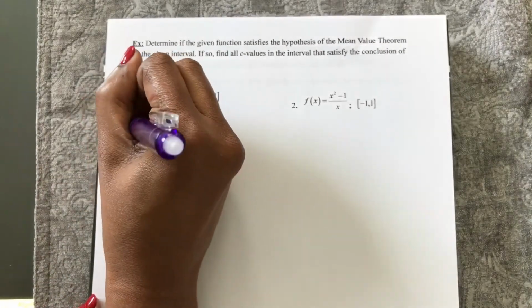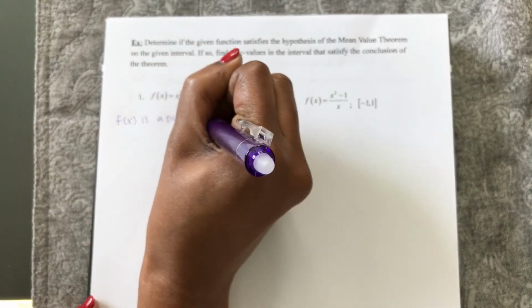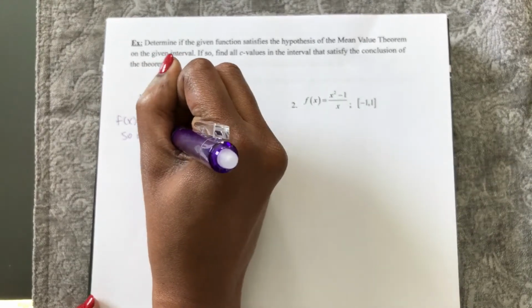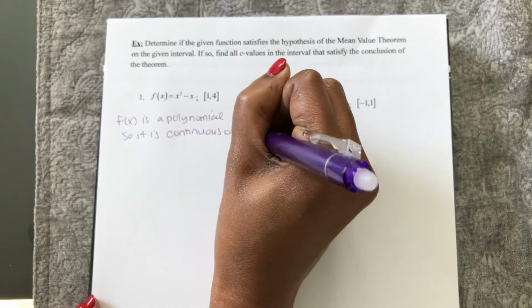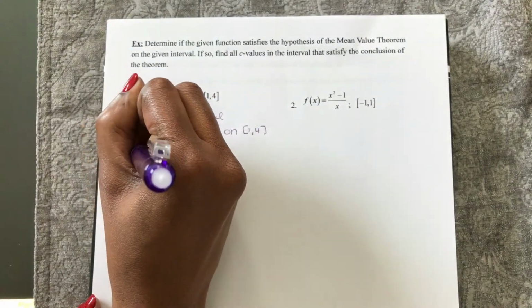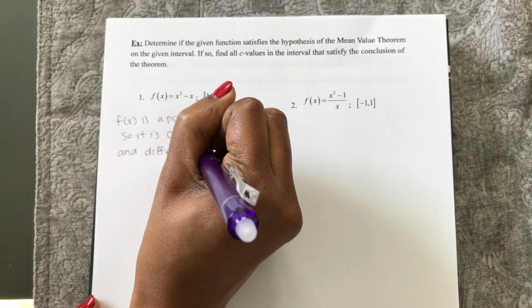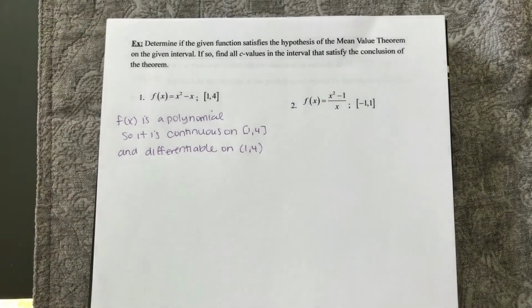So f of x is a polynomial, so it is continuous on the closed interval and differentiable on the open interval. So now what are we going to apply?